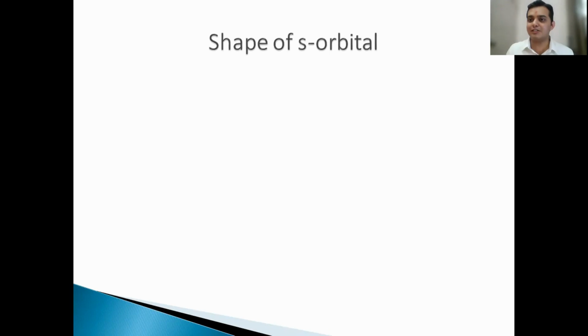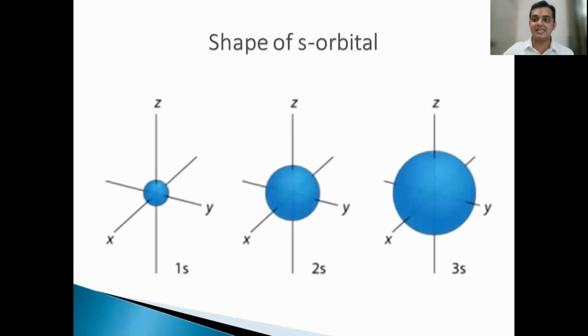The first subshell we are going to learn is the S subshell, that is the S orbital, and its shape is spherical. It is completely spherical, covering the x direction, the y direction, and also the front one, the z direction as well. So the first subshell present inside the shell is spherical.